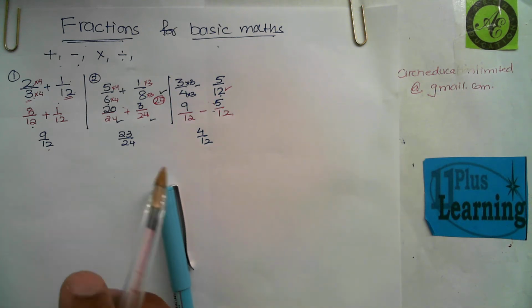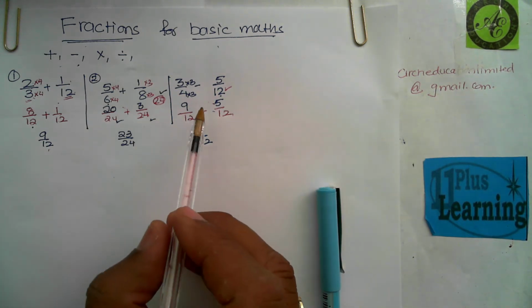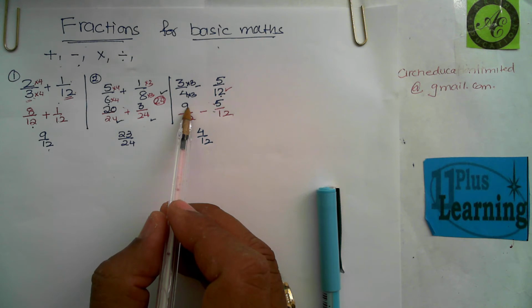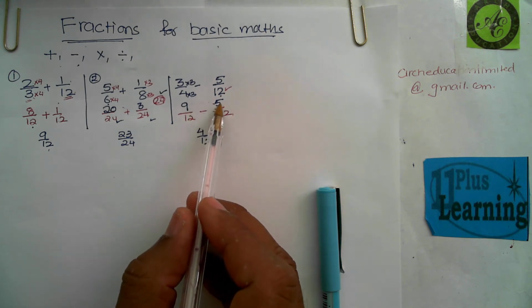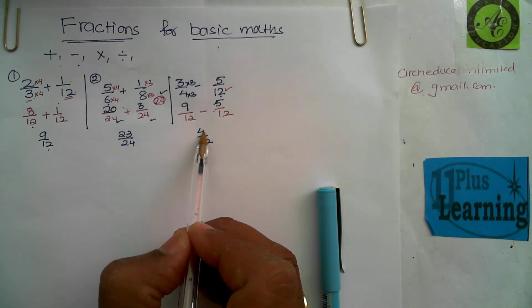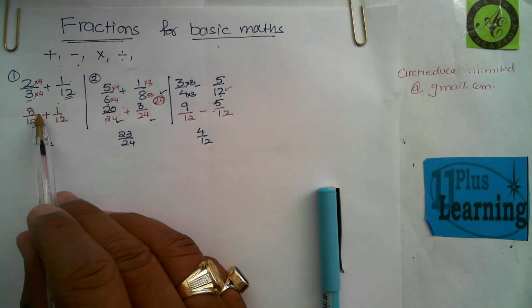Okay, so these are the 3 answers you should have got. Now, very important, people do sometimes make a mistake. Remember, it is 9 take away 5. That's why it's 4. Other 2 were adding. That's why we add the numerators.